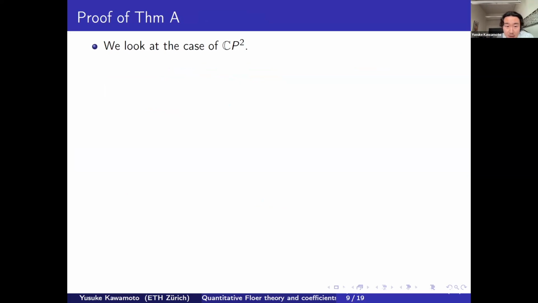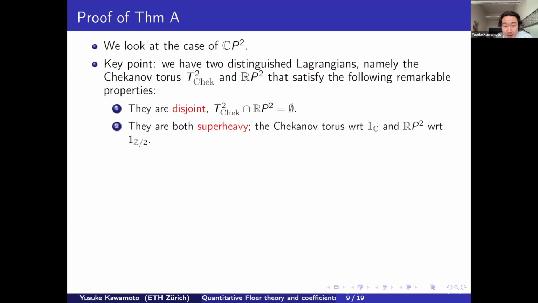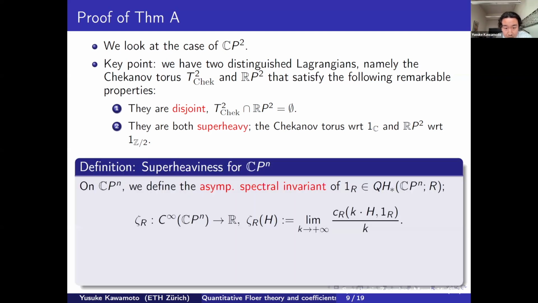So I showed two applications of theorem A, but I'll first start with the proof of theorem A, and then I'll tell you how to get the applications and the rest. The theorem is about CPN for any dimension apart from one, but I'll just focus on the case of CP2 now. What's special about CP2 is that we have two special Lagrangians, the Chekhanov torus and RP2. They're special in the following sense. First of all, they're disjoint. And second of all, they have a property called superheaviness, but with respect to different coefficients. I'll tell you what that means.